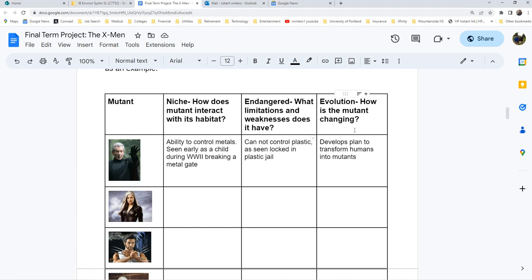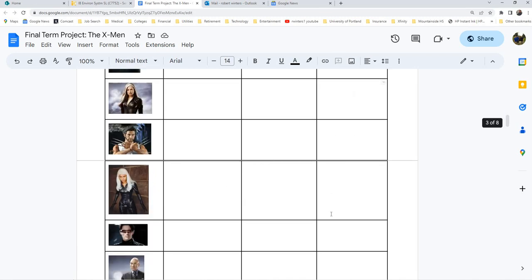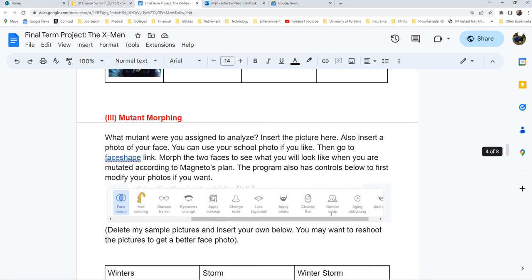Now, how is he changing? Well, he is trying to develop a plan to transform humans into mutants, and he thinks that way they'll come on over to his side. So that's kind of his idea of evolution. And he does make the comment in the movie that he believes that God just moves a little too slow on evolution. So what I want you to do is use your imagination as you watch the film and try and fill in the other 8 mutants here.